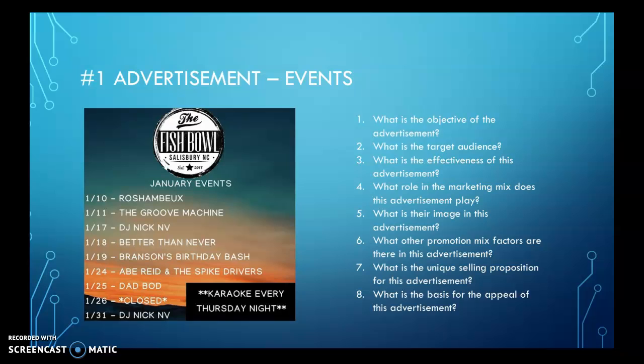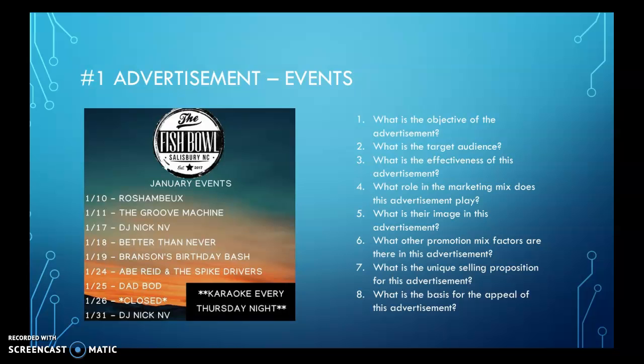What role in the marketing mix does this advertisement play? I want to talk about the promotion. Obviously this advertisement is promoting specific events. A part of the marketing mix is promotion. So you have promotion, place, product, and price. And here you would definitely focus on promotion because it doesn't have anything about prices or anything about a specific product.